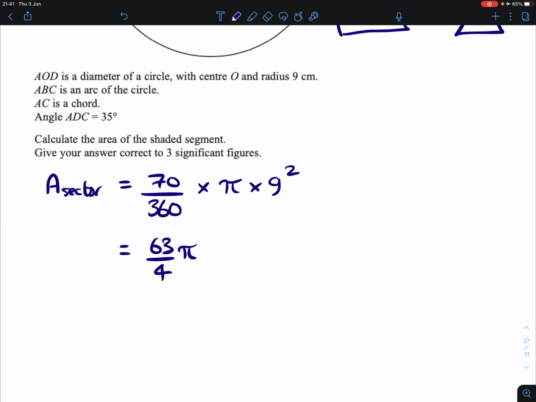Before you press the S-D button, because we've got more to do, I'm actually going to leave it in that form. I don't want the nasty decimal that's awaiting when I press the S-D button, so I'm just going to leave it like that.